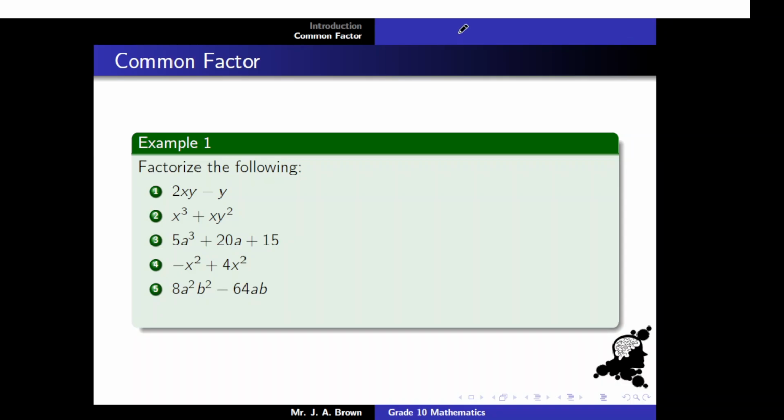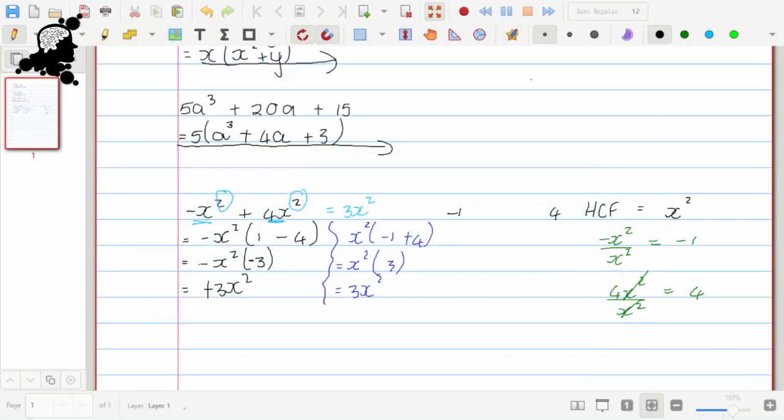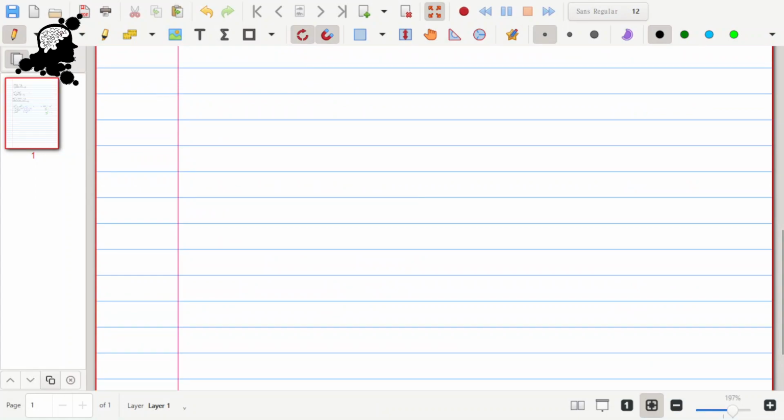So here's an interesting one. 8a squared b squared minus 64ab. Let's write this down. So we have got 8a squared b squared minus 64ab. So once again, let's identify what our highest common factor is. In our coefficients, we've got 8, we've got negative 64. Our highest common factor in this instance is going to be positive 8.